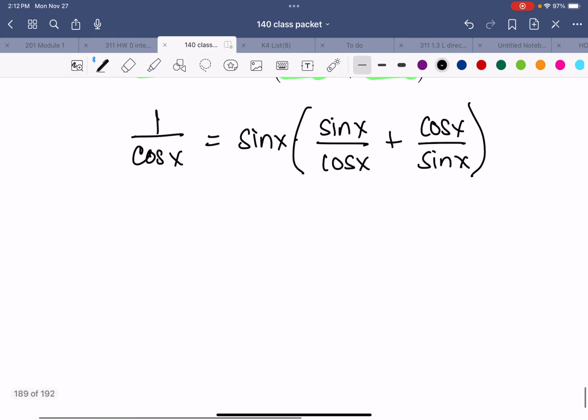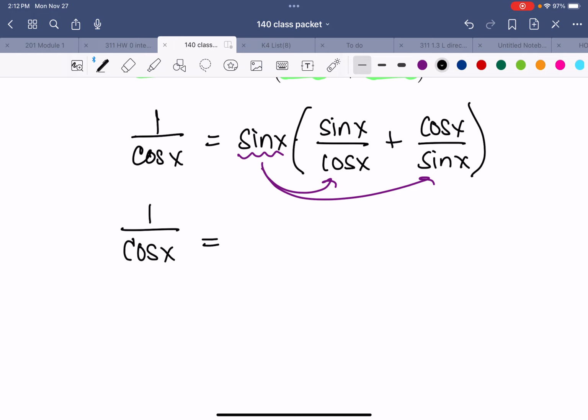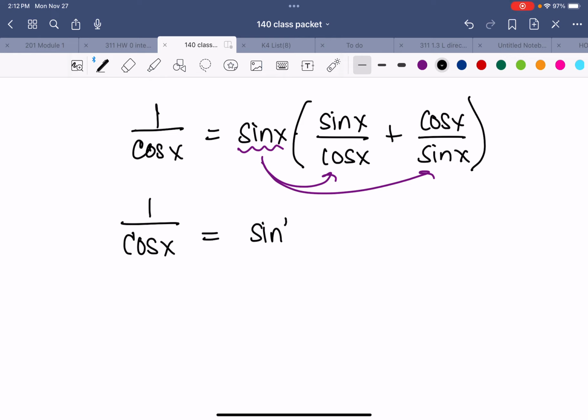Okay. Now what I'm going to do next is I'm going to go ahead and distribute because I've got something sitting out here. So I'm going to take this sine x and I'm going to distribute it to both terms. So I still have the 1 over cosine x on the left. On the right, when I multiply across, that's going to give me a sine squared on the top and a cosine x on the bottom. When I distribute to the right term, the sines are ones on top, ones on bottom. Those will cancel, and I'll just get cosine x.